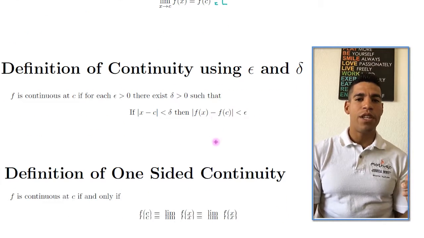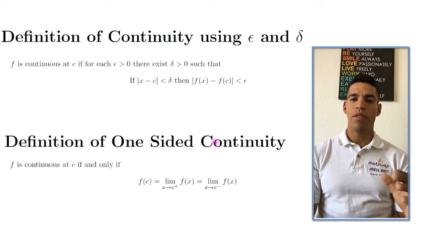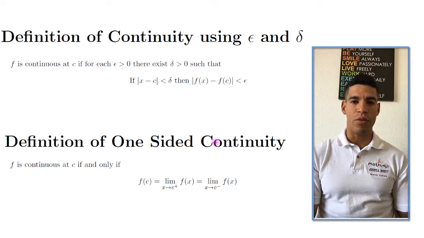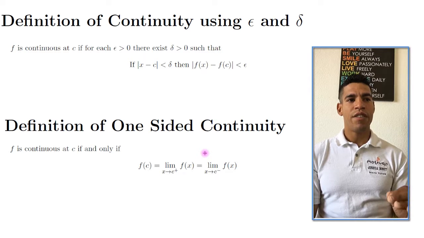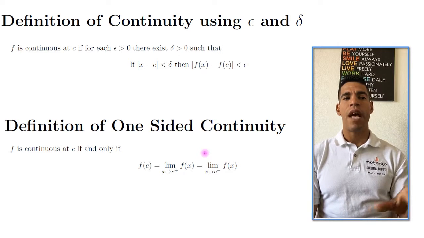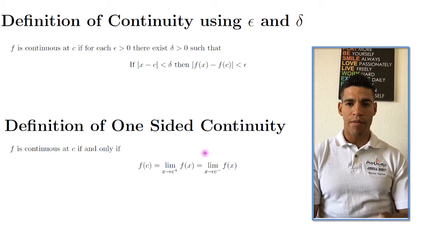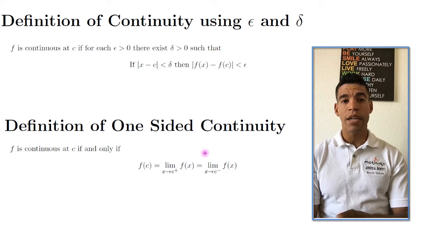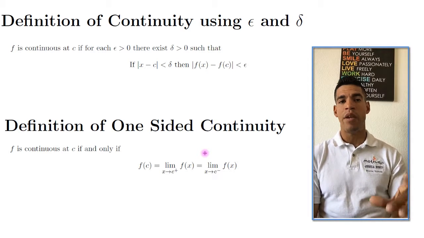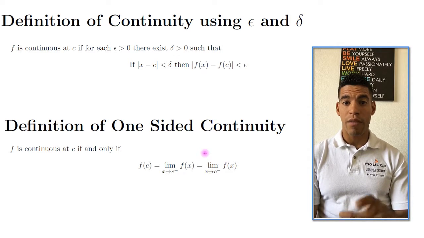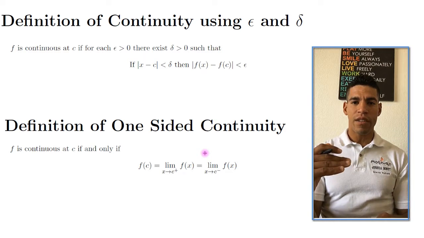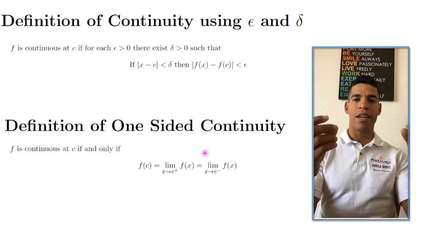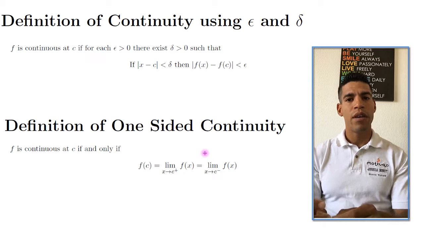Now, the third definition, which is almost analogous to the definition of limit, is: f is continuous at c if and only if f of c is equal to the limit when x approaches c from the right of f of x, which is equal to the limit when x approaches c from the left of f of x, right? So those three definitions represent the same thing, the continuity at a point.